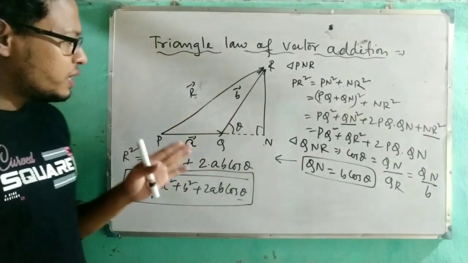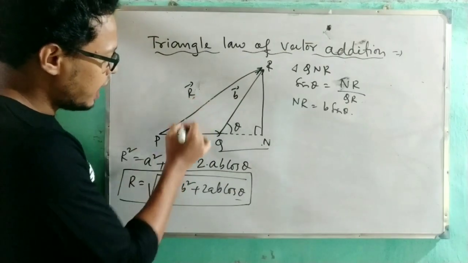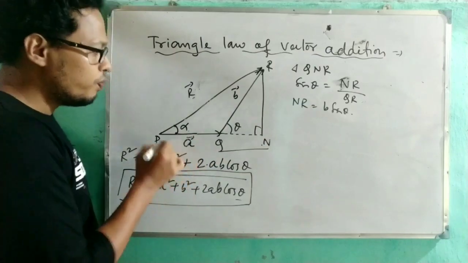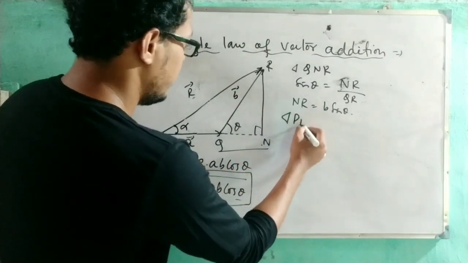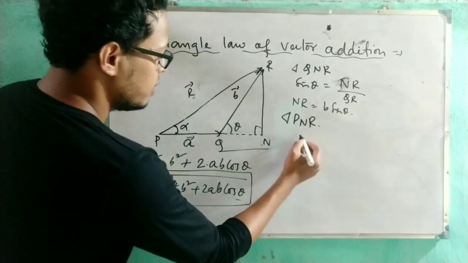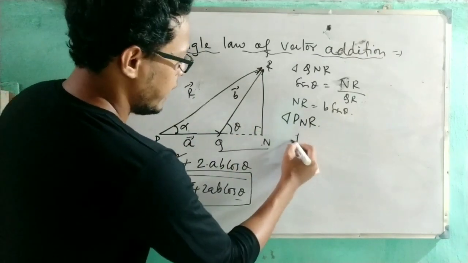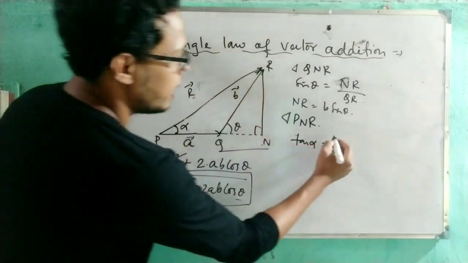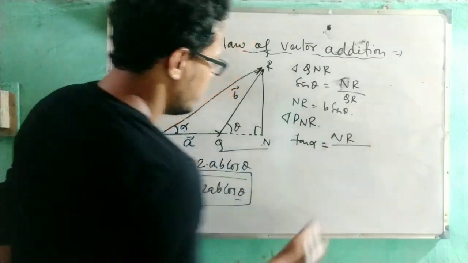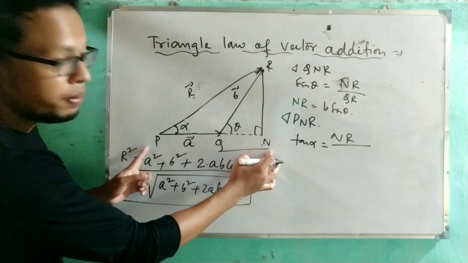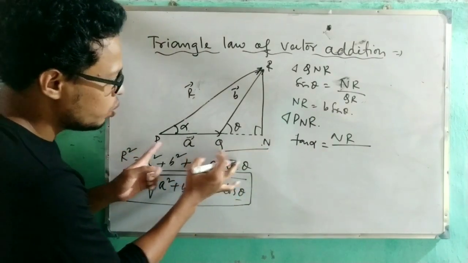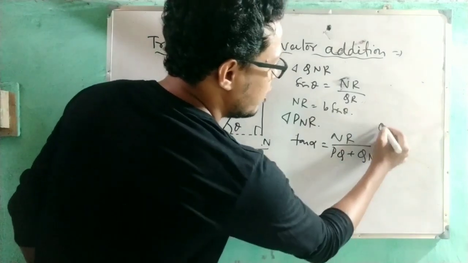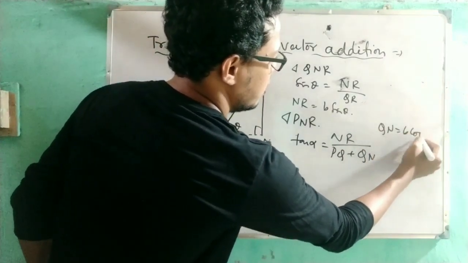To find out the direction, suppose you consider this R is making angle alpha with vector A. So by this triangle PNR, we can write that tan alpha equals height by base. Height is NR divided by base PN. PN I am writing over here PQ plus QN. So PQ plus QN, and value of QN we know, which is B cos theta.